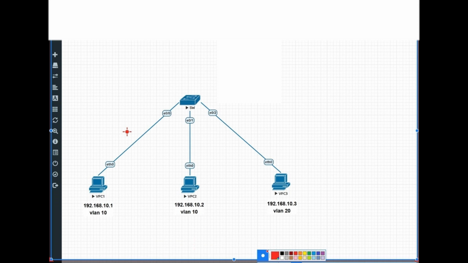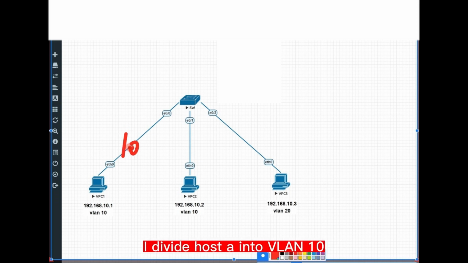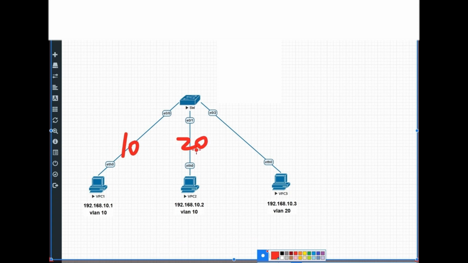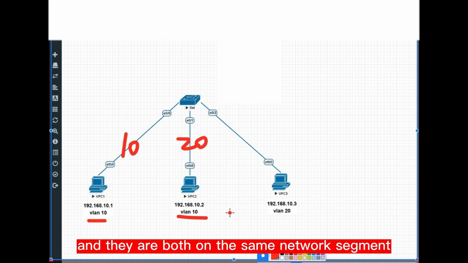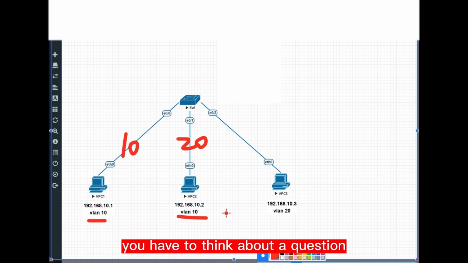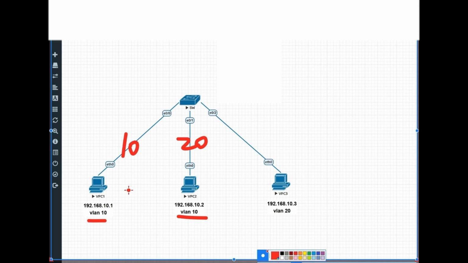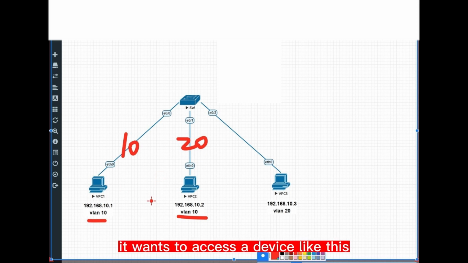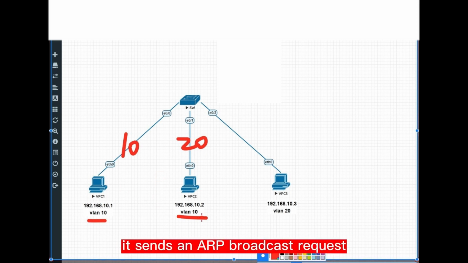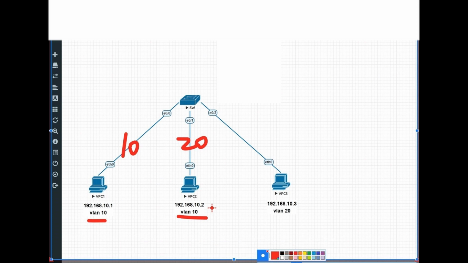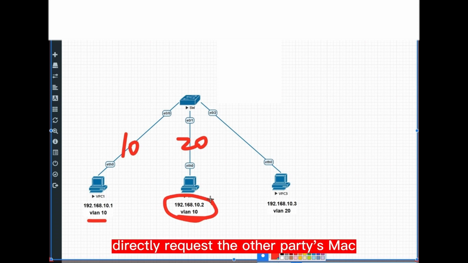For example, I divide host A into VLAN 10. Assign host B to VLAN 20. And they are both on the same network segment. You have to think about a question. If it is the same network segment, and it wants to access a device like this, it sends an ARP broadcast request, directly requesting the other party's MAC.